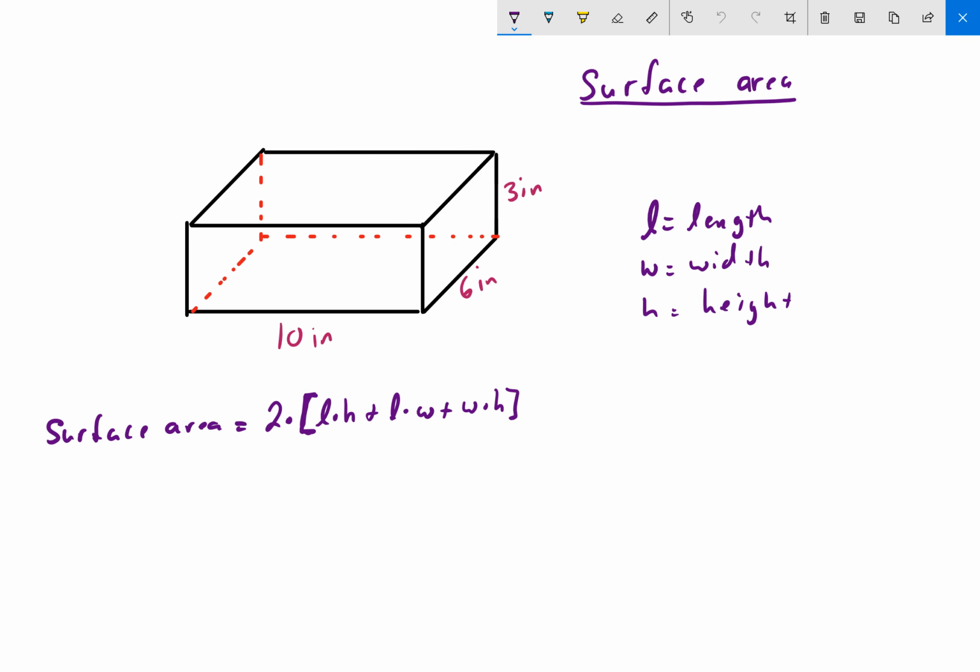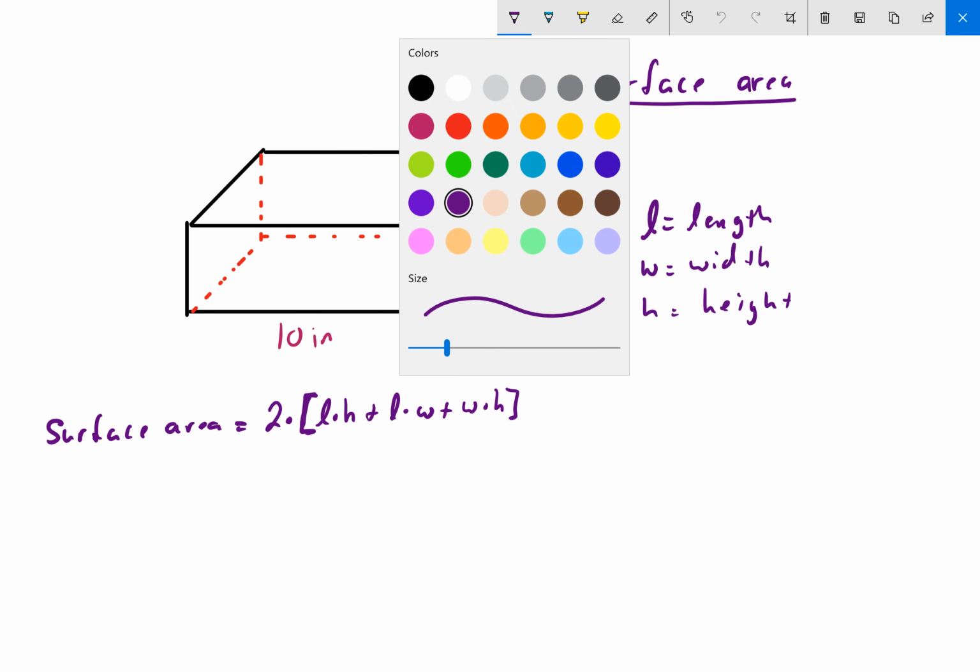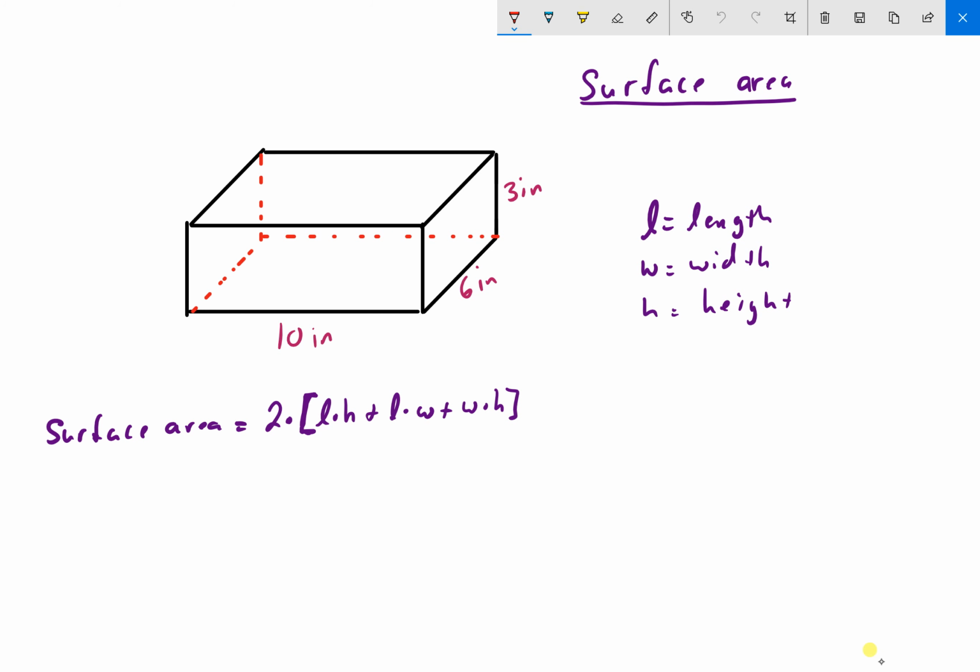So I'm going to do a very quick video on surface area of a rectangular prism. And as you can see, I have a box here. If I want to find the surface area, I have to find the area of the front of the box and the back of the box. If you look at this, the length of the box is going to be 10, so I'm going to say my length equals 10 inches. The width of the box, how wide the box is, is 6 inches. And then the height of the box is 3 inches.